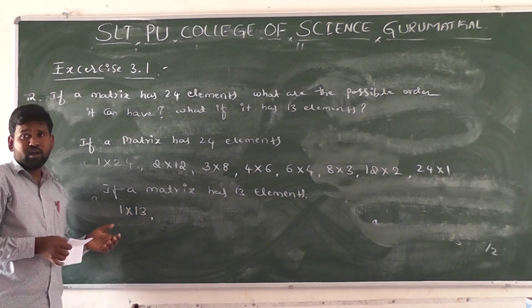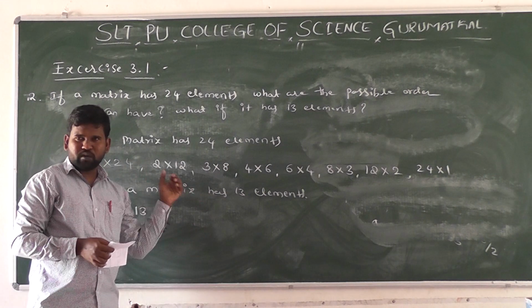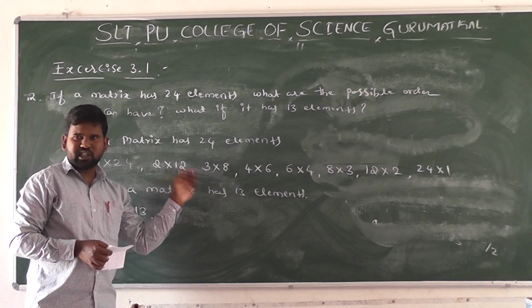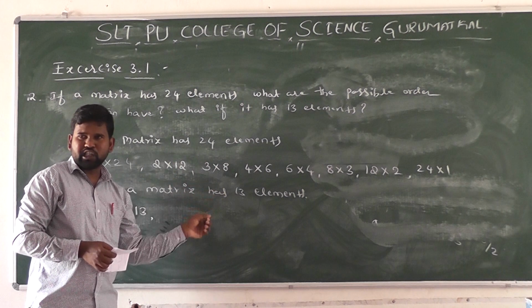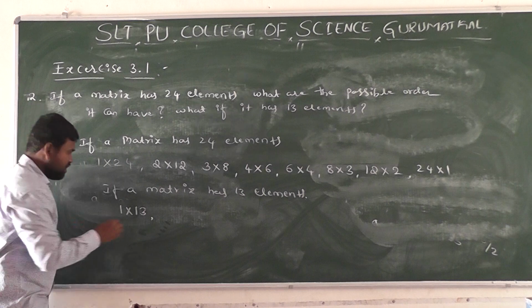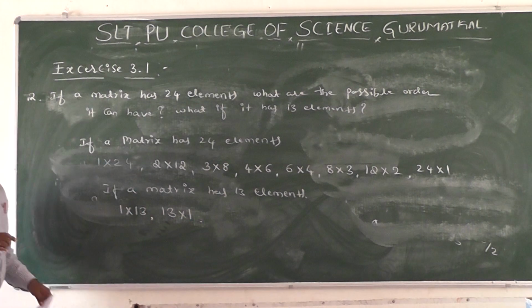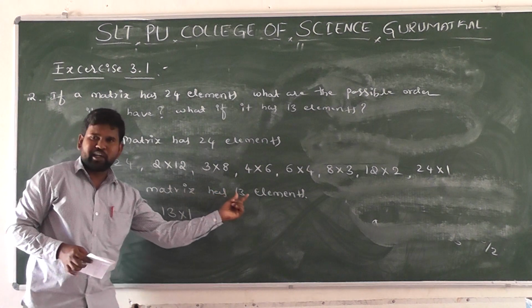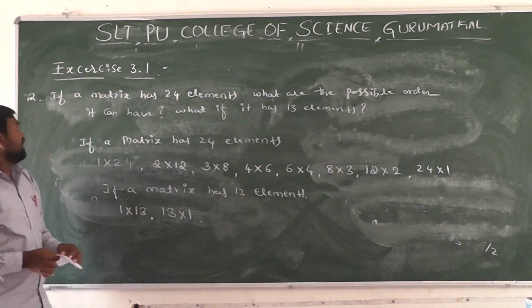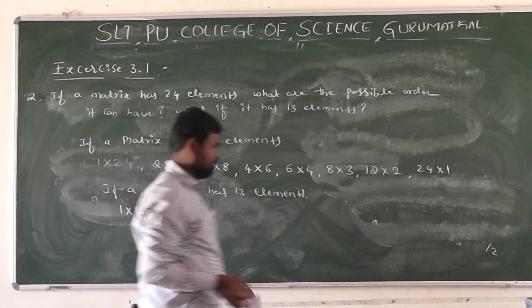And another one, 13 is not a multiple of 2. 3 is not possible, 4 is not possible, 5, 6, 7, 8, 9, 10, 11, 12 are also not possible. Only 13 is possible, right? This is the possible order if a matrix has 13 elements, right? This is the answer to question number 2. Next one.